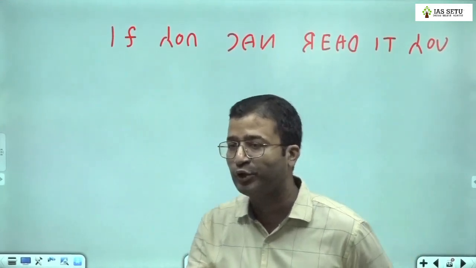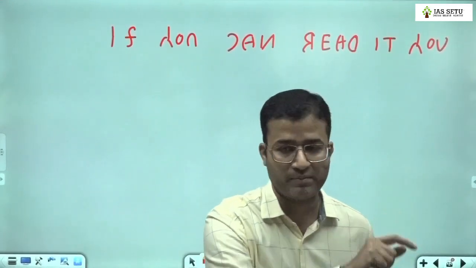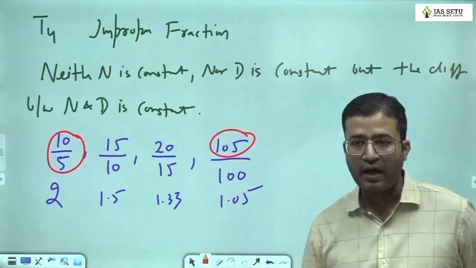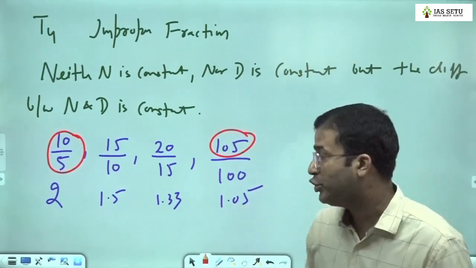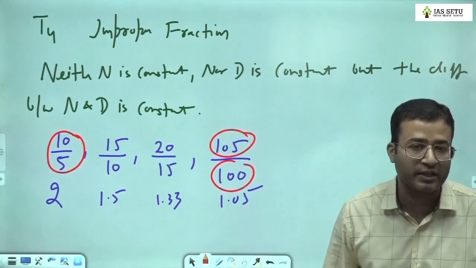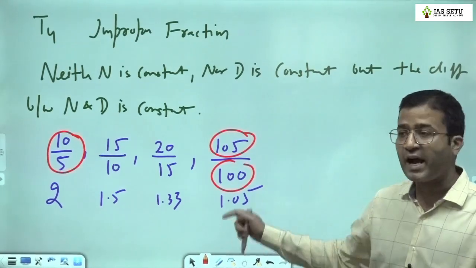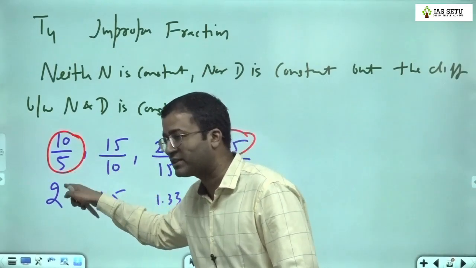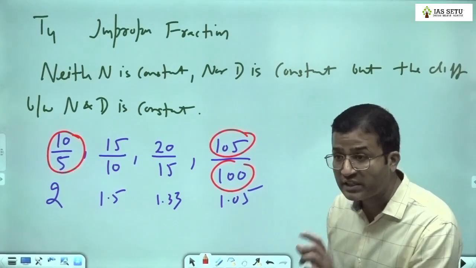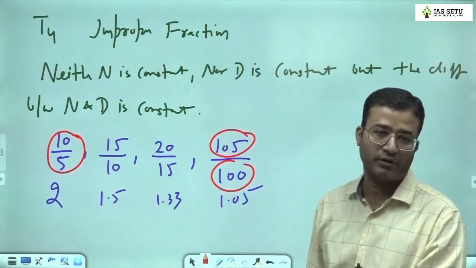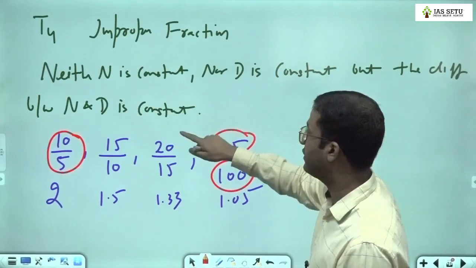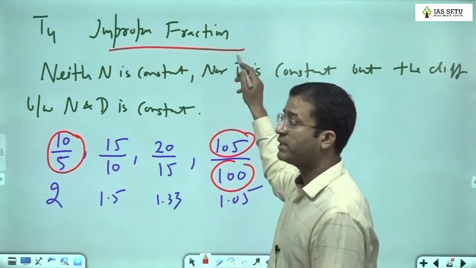But in aptitude, this ability is going to create a problem. What will happen here? Your mind will read 105. Your mind gave an order that 105 is bigger, 100 is greater, and your mind will give the result that 105 upon 100 is the largest. But the actual result we know is that 10 by 5 is the largest, whereas 105 upon 100 is the smallest. So when it is an improper fraction, you have to be more careful. See here, neither numerator constant nor denominator constant, but the difference between numerator and denominator is constant, and these are improper fractions.